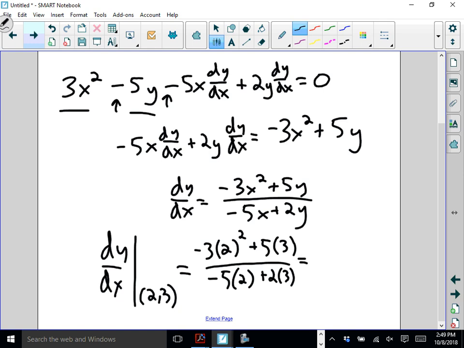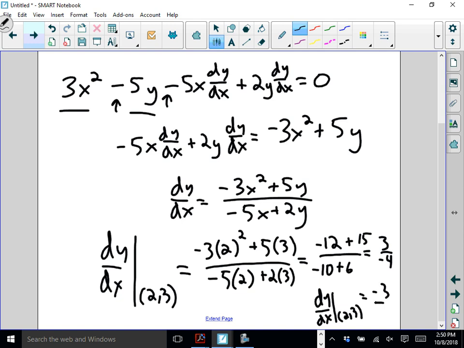Now evaluating this thing carefully, I'm going to do 2 squared first. 2 squared is 4. 4 times negative 3 is negative 12. Plus 15, over negative 10 plus 6. Negative 12 plus 15 is 3. Negative 10 minus 6 is negative 4. So I get my answer, dy/dx evaluated at (2, 3) equals negative 3/4.